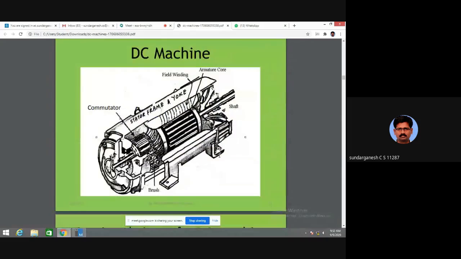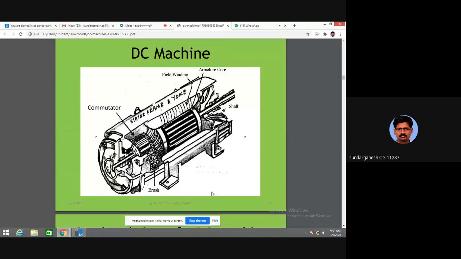So this is the construction of a DC machine, the cross-sectional view of a DC machine. In this machine, this is the stator frame. Any machine requires an outer cover, which is known as the stator frame and yoke. This is only for mechanical support, and to protect the machine from moisture, dust, shock, etc. So it is only a mechanical connection: the stator frame and yoke.